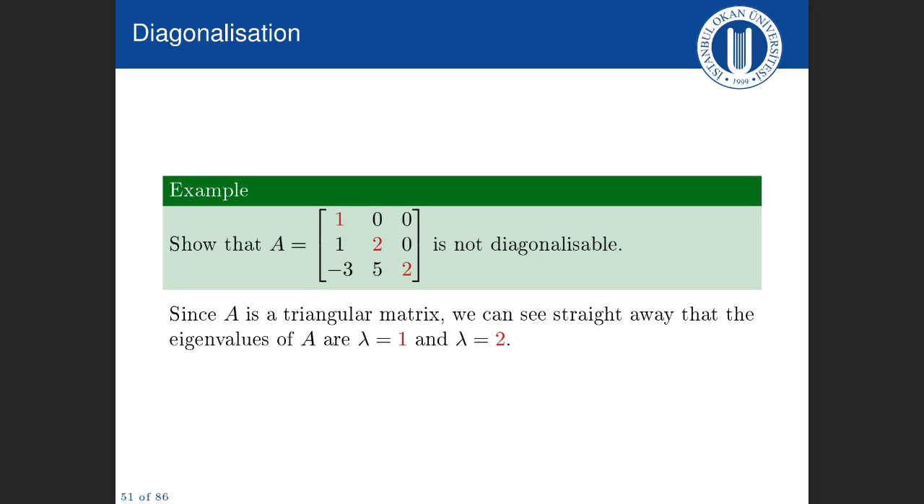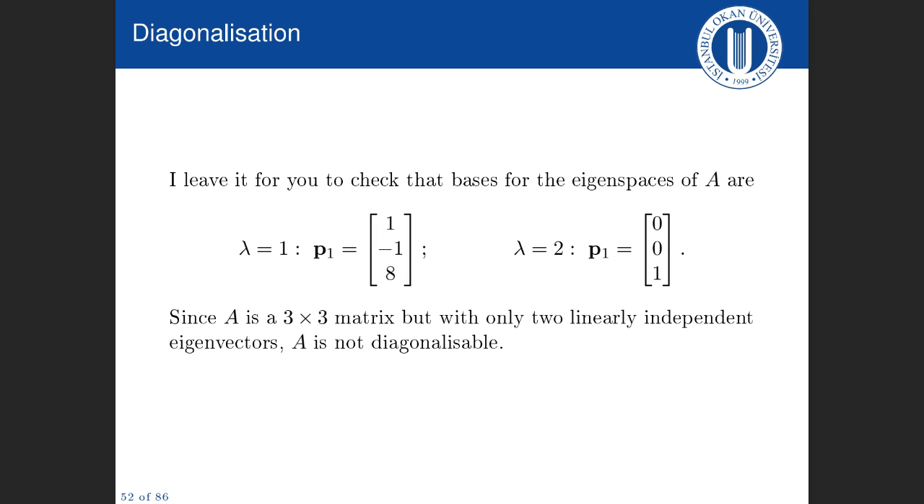And then we want to find bases for the eigenspaces of A. And this one I'm not going to do the calculation for. I'll leave this for you to check. Please check that these two vectors, this should be P2, are bases for the eigenspaces of A.